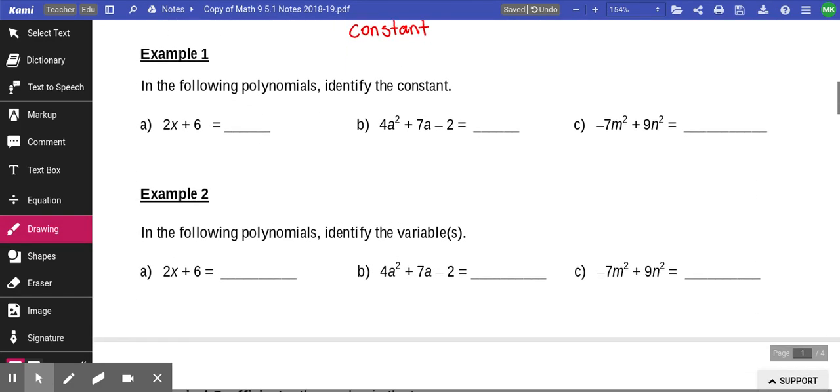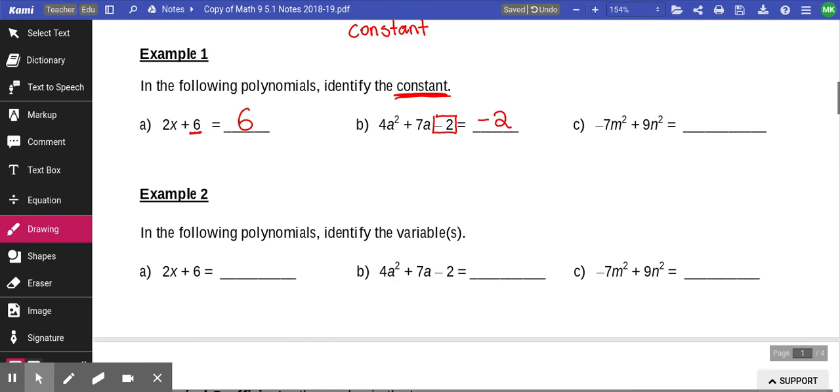Awesome. Looking at these examples, we're going to try to figure out which numbers are the constant. So the constant is the one that's by itself with no letters multiplying by it. In this first one, it's the number 6. 6 is by itself. There's no variable attached to it. If you look at B, the constant in this question is -2. It's by itself. There's no letter attached to it.